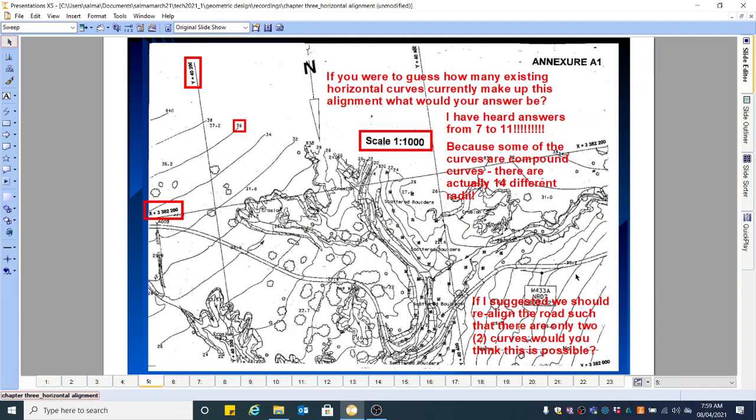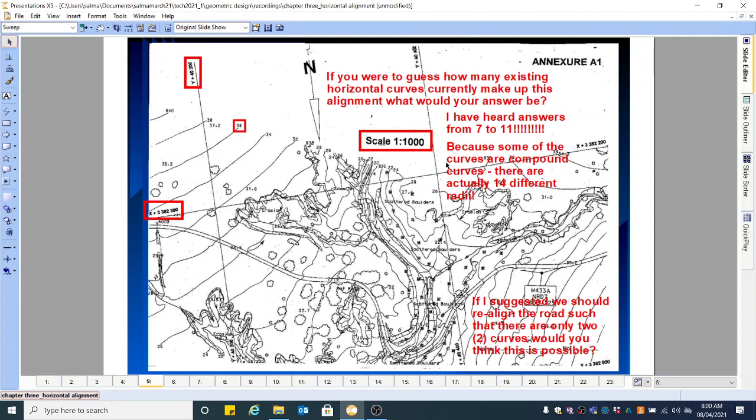road over here, we can start guessing how many curves there are, and generally we get answers in the range of 7 to 11 curves. However, there are 14 different radii on this road because there are some curves that are compound, so there's quite a few curves along this. You can see one curve there, one curve there, one curve there, another curve there, another curve there. So right through, there are about 14 different radii here. If we just suggest that we realign the road such that there are only 2 curves, would you think this is possible? Let's start examining this.